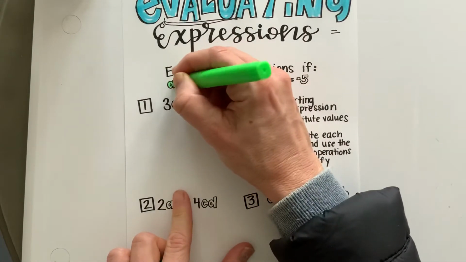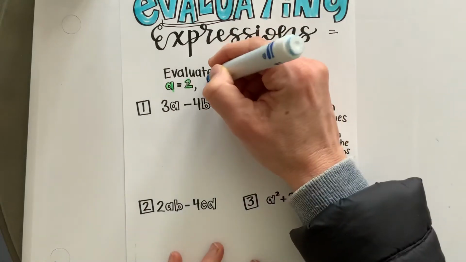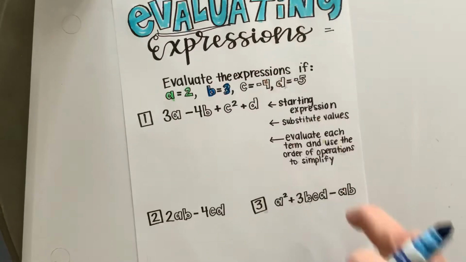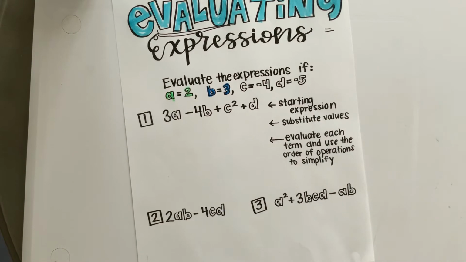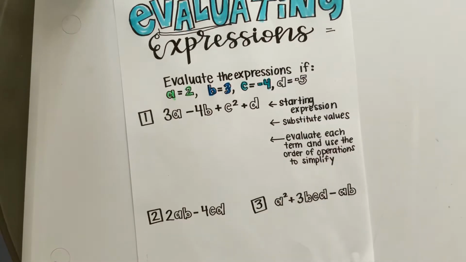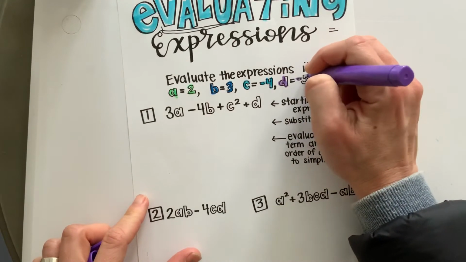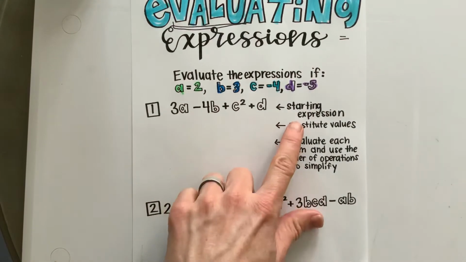So if A is 2, and then we have B is 3, we have C is -4, and then finally we have D is -5. So they give you the starting expression.